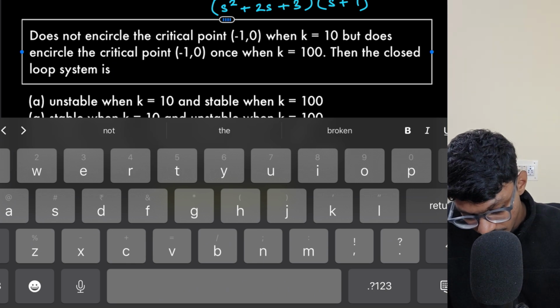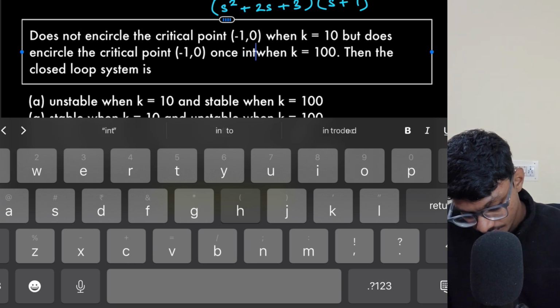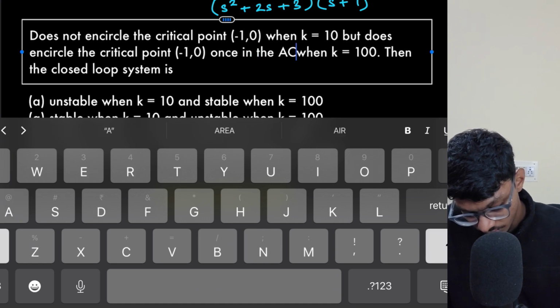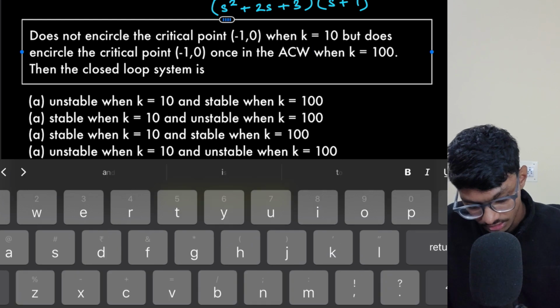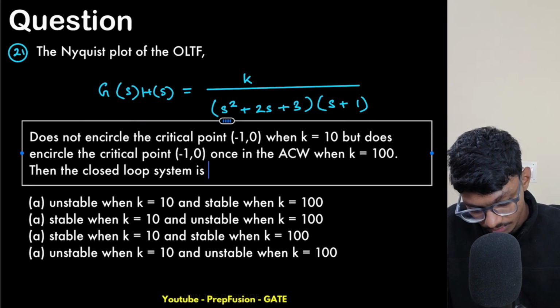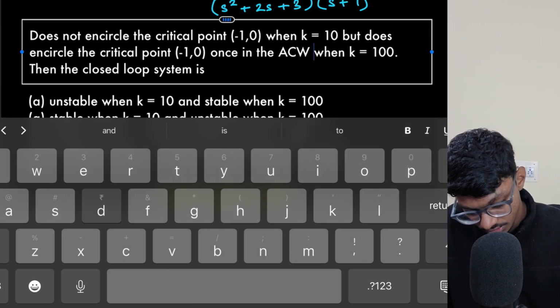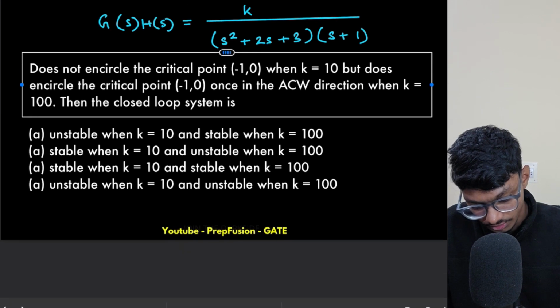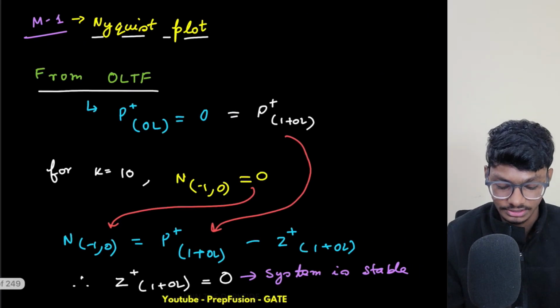I should have written it down in the question that it is once in the anti-clockwise direction. At least one thing should be given: the anti-clockwise direction, or the Nyquist plot. So that's my bad. Maybe I wrote it down and then deleted it. So if the question says anti-clockwise direction, then this question will be better.